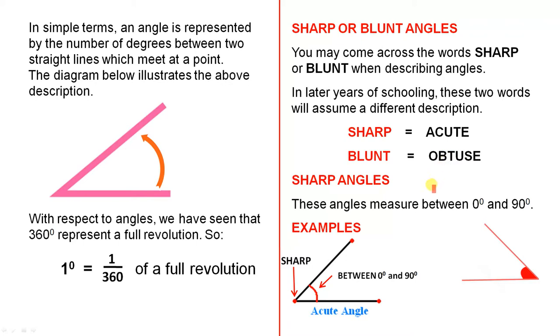So sharp angles, these angles measure between 0 degrees and 90 degrees. So here are some examples. Okay? And the reason it looks sharp, it's got a point here. That's quite pointy there, and they call that a sharp angle. So that's an acute angle between 0 and 90. So it doesn't matter what the orientation is, as long as this little section here, see that there? That's quite sharp, which means that angle's quite small. That is, it's between 0 and 90.